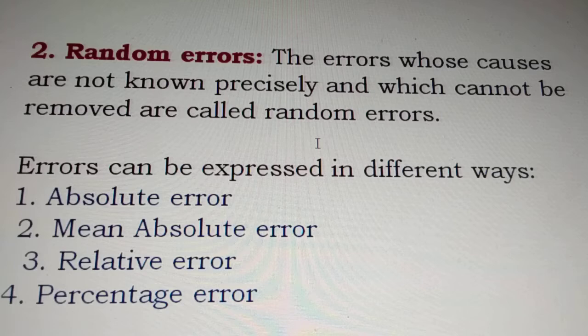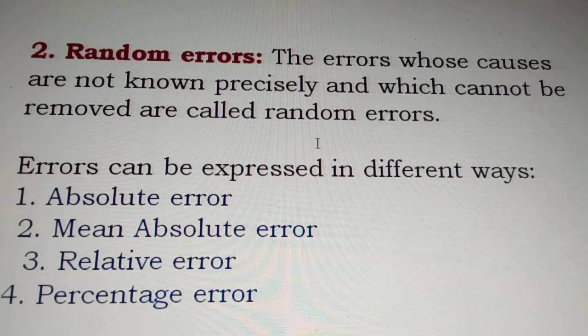It is not due to the instrumental error, the personal error is not there, even the natural error is also not there, but there is an error which occurs. The error whose cause is not known is termed as the random error. How to minimize this particular error?